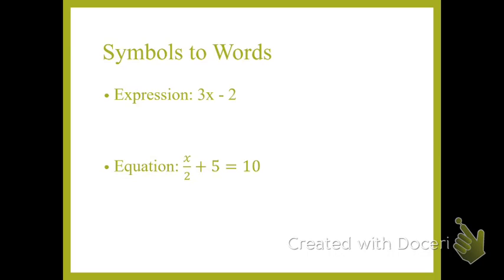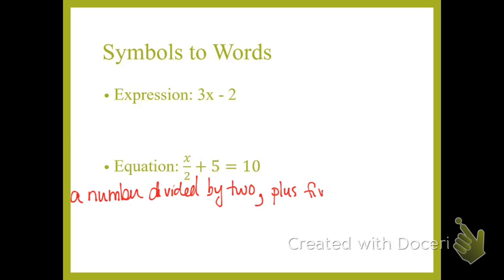Here's another one. X divided by 2 plus 5 equals 10. You could write it out exactly as it appears. A number divided by 2 plus 5 equals 10. Or remember, another way to say divided is quotient.